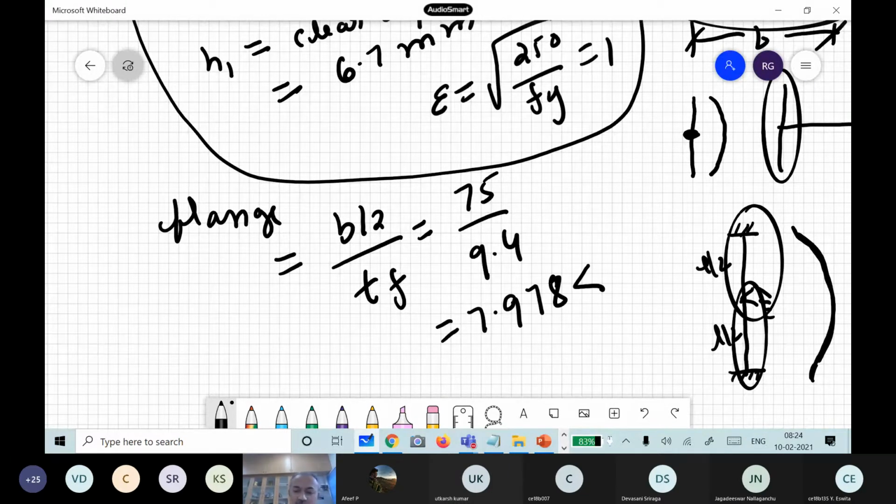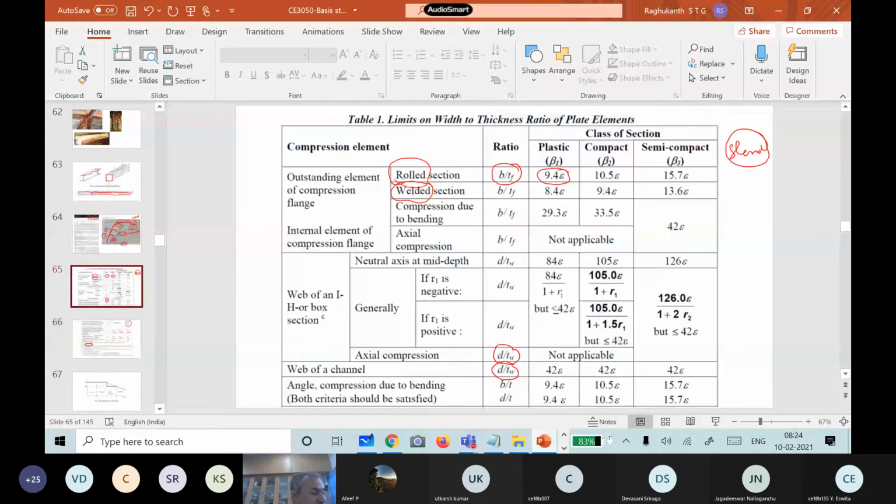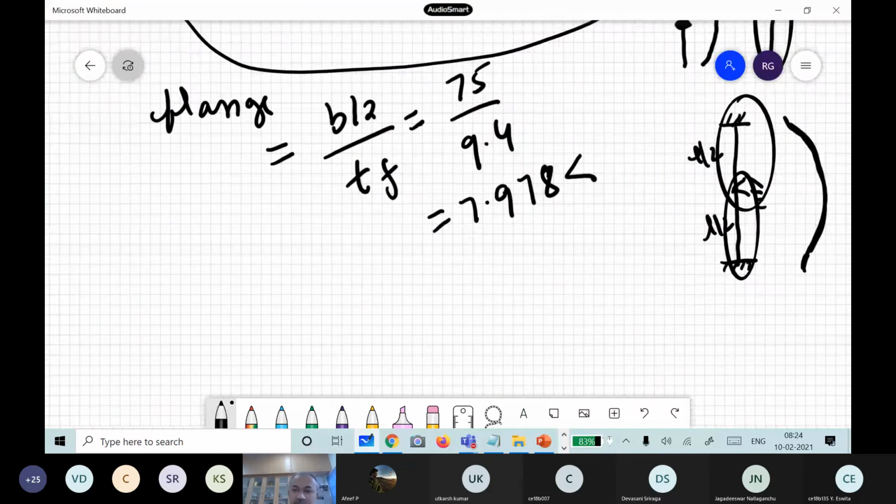So this turns out to be 7.94978, which is less than, from our table. Since the column is a rolled section, which means it is manufactured in the factory, the limit for plastic is 9.4 times epsilon. Suppose you have welded sections, then you have to take 8.4 times epsilon. So now if you see here, it is less than 9.4 epsilon.